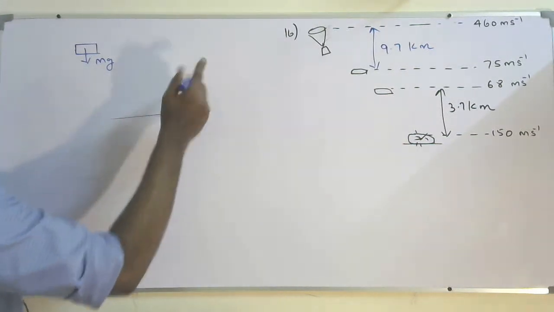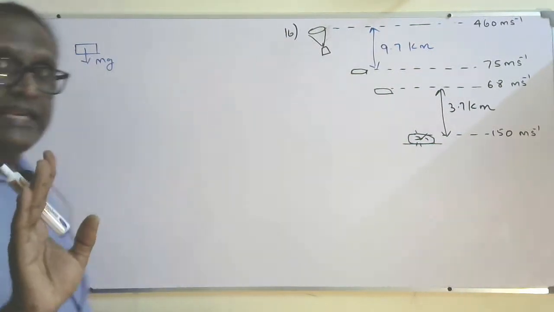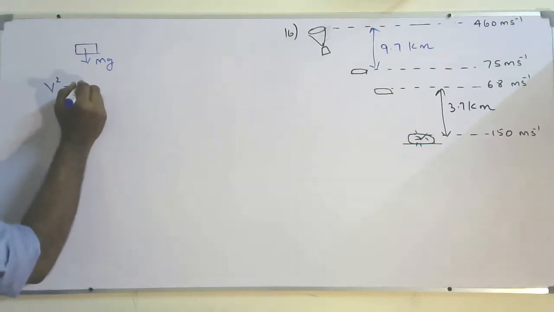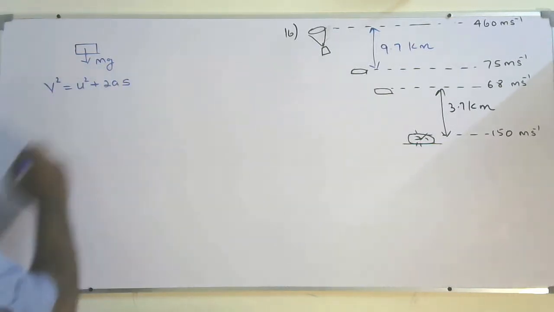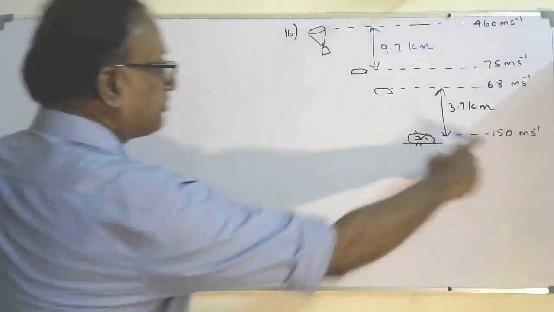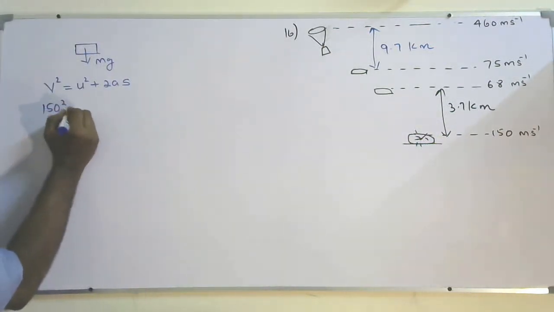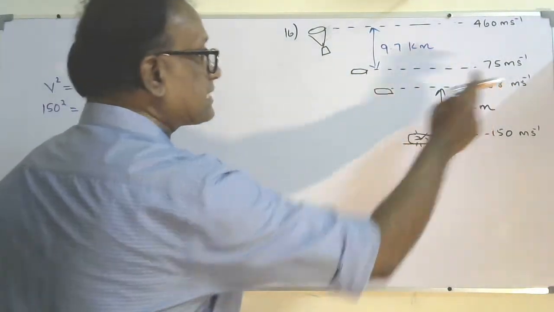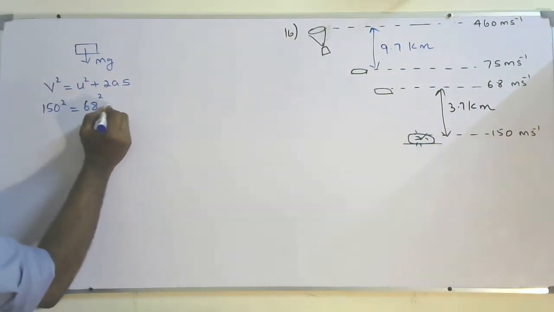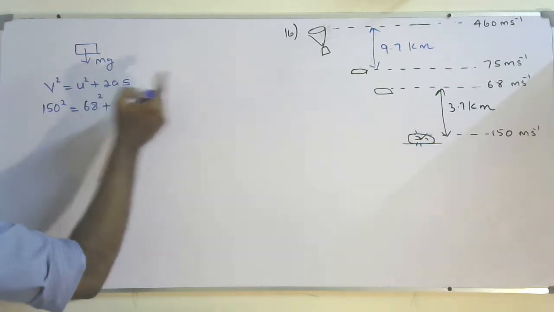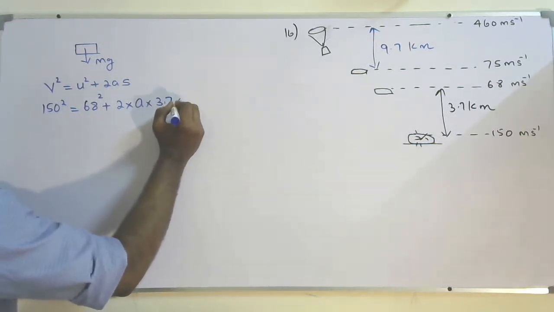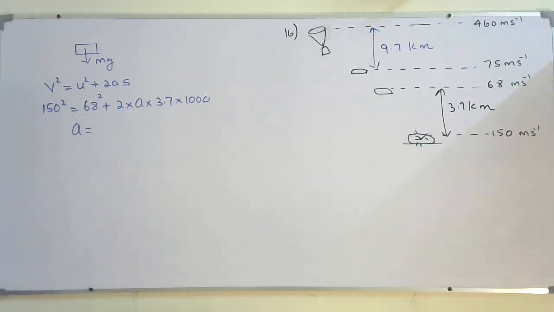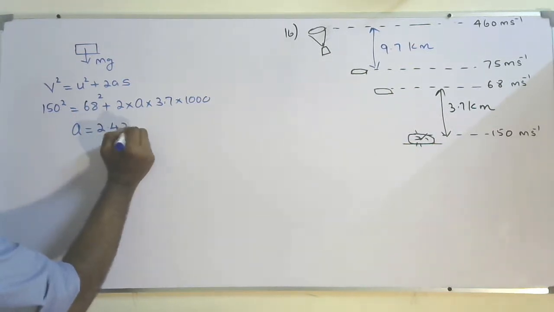So we can use that. First, you must tell that if it is under free fall, the only force acting on it is the weight, that you must tell first. Then we can use the equation v squared equals u squared plus 2as, first method. The final velocity we'll say 150 meters per second just before hitting the ground. Initial velocity when it starts its motion under gravity, the free fall, is 68 meters per second. So 68 squared plus 2 times a times s, which is 3.7 kilometers, so times 1000. Find the a. When you find the a, you will get 2.42 meters per second squared.